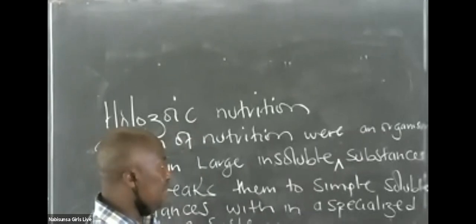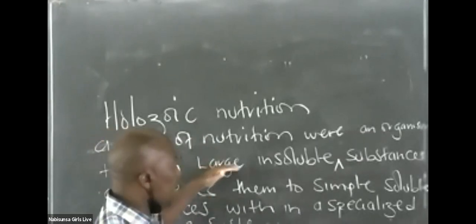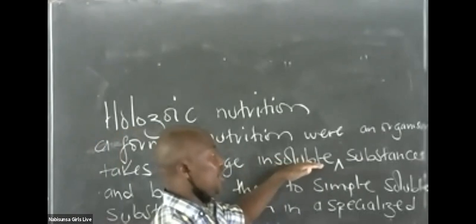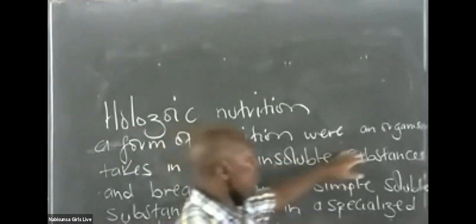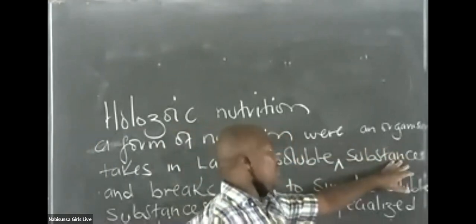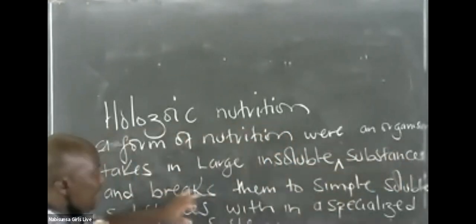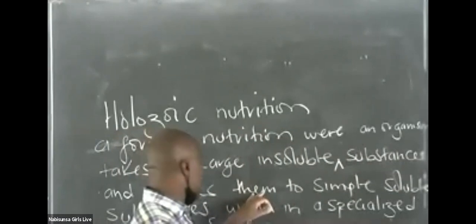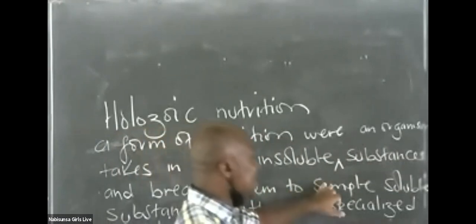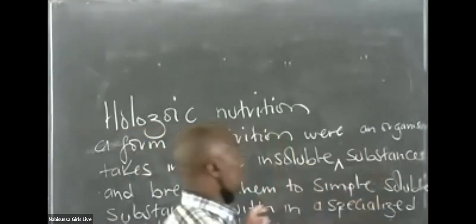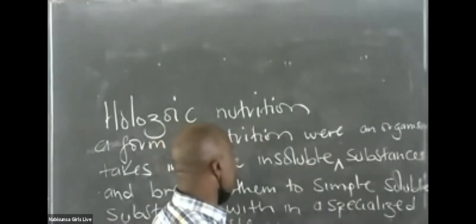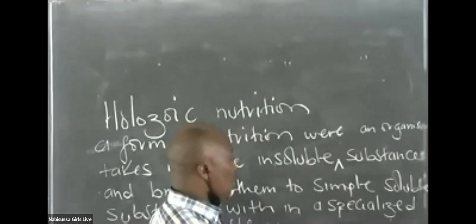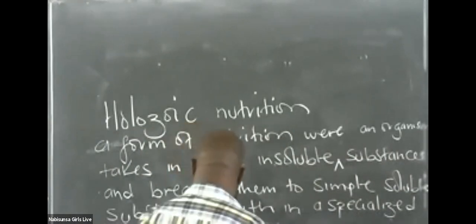Does that make sense? I'm saying large, insoluble, complex nutrients, and breaks them down to simple, soluble. Now, since we use the word large here, simple might not stand in for the word large.